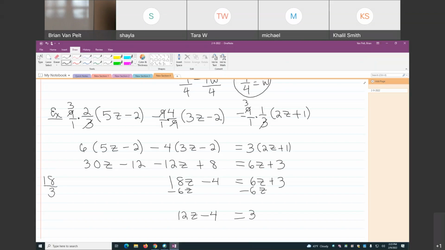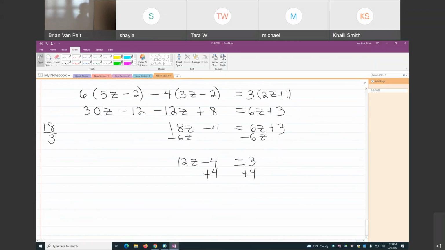All right, what do we do now? Just add 4 to both sides. So I'll have 12z equals 7, and then to finish it off, I will divide by 12.